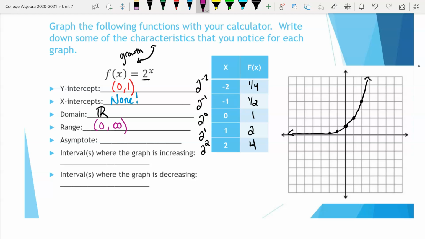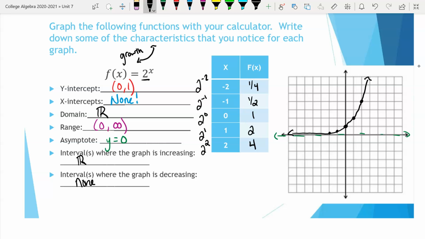And we put a parenthesis on 0 because we never touch 0. Which means there's an asymptote at 0, because that's like an imaginary line that we never cross, and it's horizontal, so I would say y equals 0. Intervals where the graph is increasing, well, that's the whole graph because it should be going up the whole time as I go from left to right, and there are no decreasing intervals. So that's the basic characteristics of a growth function.